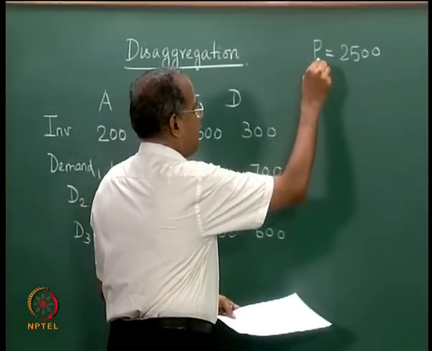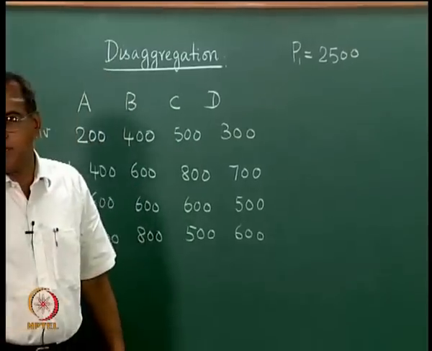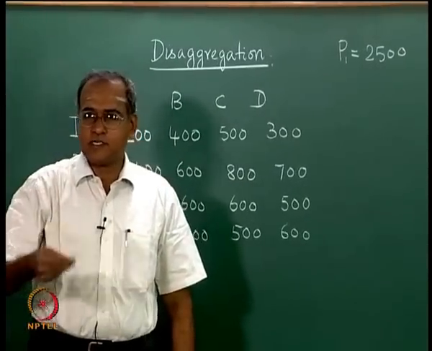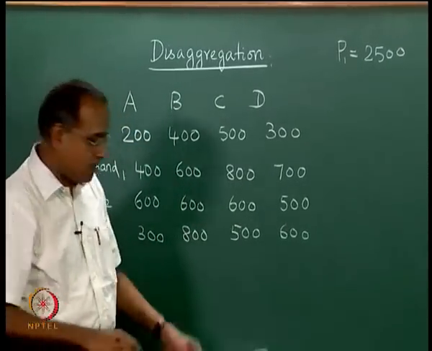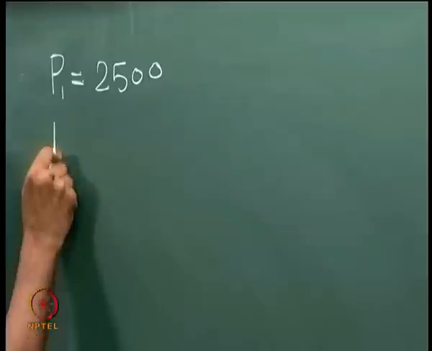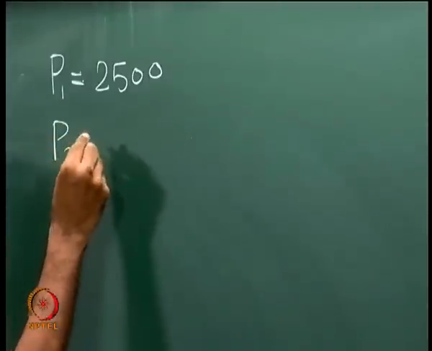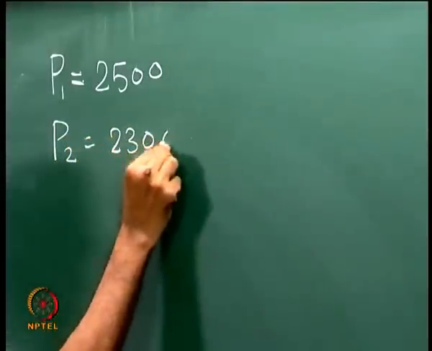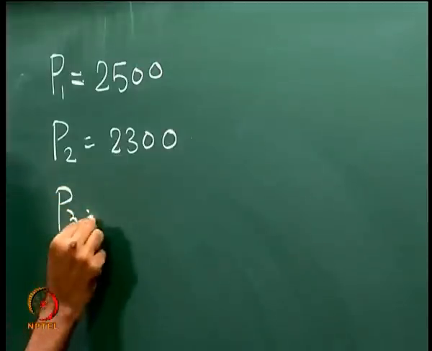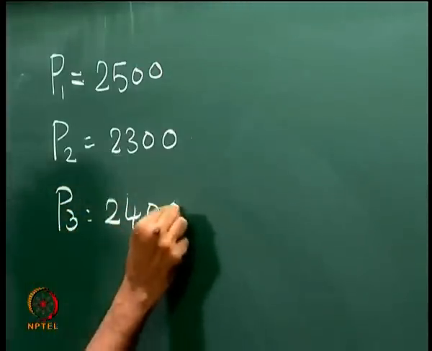We also assume that P1, the production capacity available in the first period or first month, is 2500, and we would assume that P2 also changes. So, this could be 2300, and let us say P3 could be 2400.